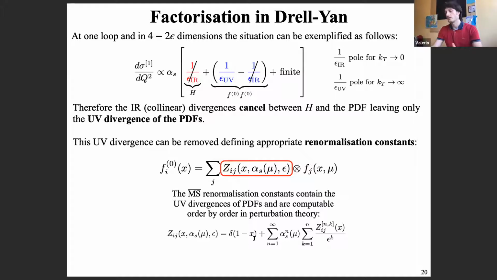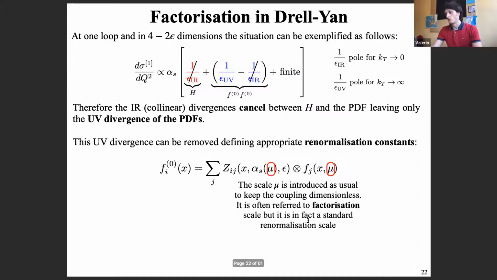So you have a leading term that actually allows us to reproduce the Born model. This is important. And then you have all the divergences that happen at higher loops. Of course, each time you go to higher loops, you have more divergences, and this is indicated by this epsilon to the k that runs between one and n. Then, as I said, you have the renormalized PDFs.